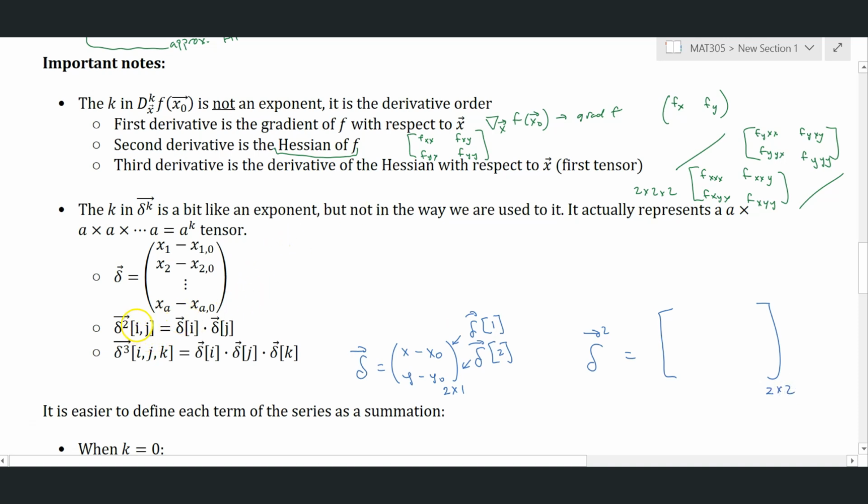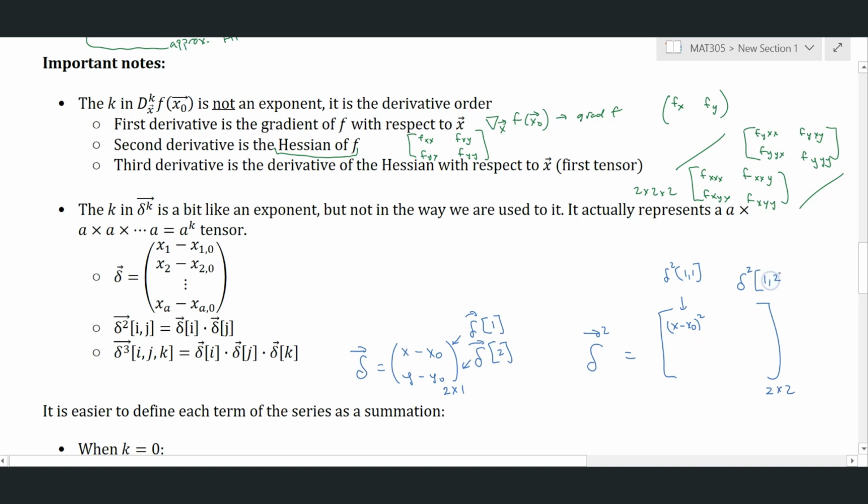Now, if we want to know what is the 1 comma 1 entry, that will be this guy. This will be delta squared 1 comma 1. That'll be the first row, first column. That will be from the original delta vector, the first component times the first component. So what's the first component? Well, it's x minus x naught. So this will be x minus x naught times x minus x naught, which is just x minus x naught squared.